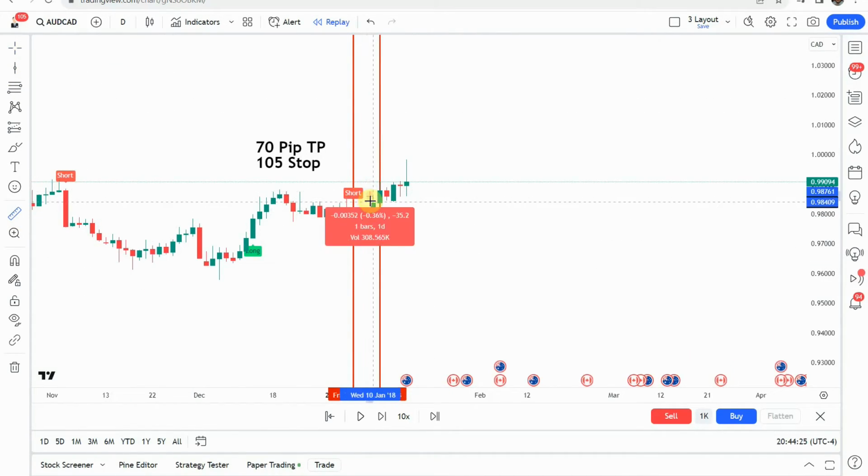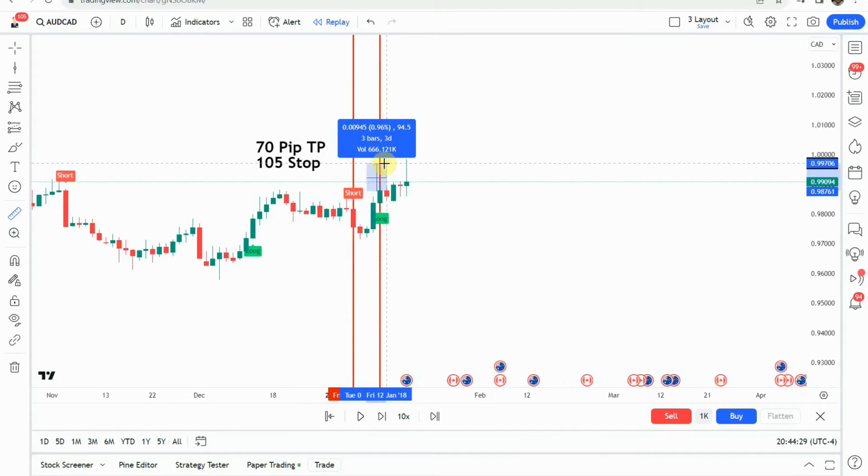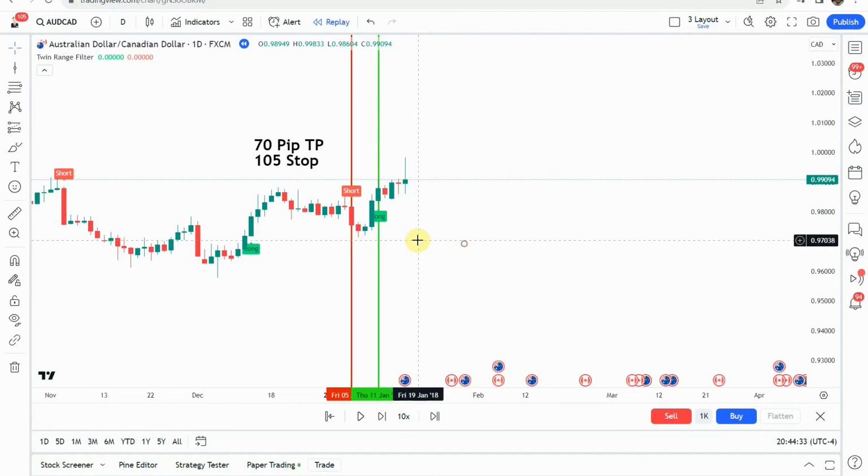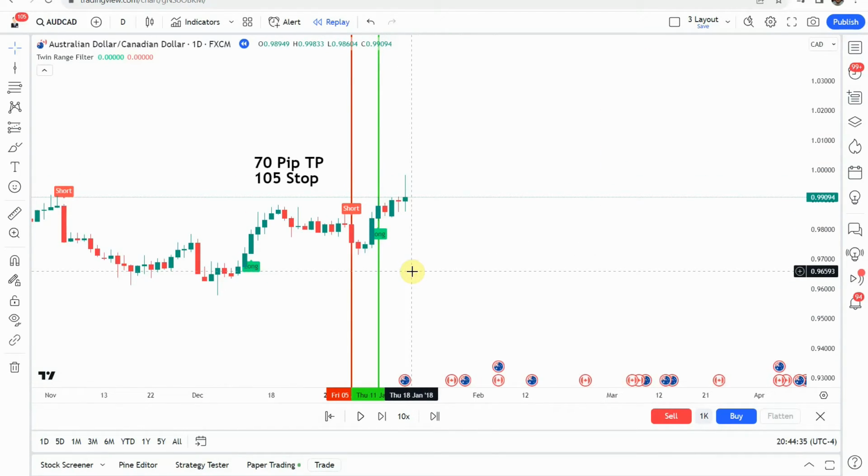Looks like we get a little bit of a pullback and a gap down from one week to the other, and then a nice push to the upside on that long right there, which would have gotten us to our take profit. Let's go ahead and continue on.